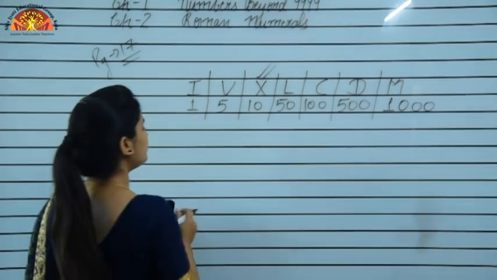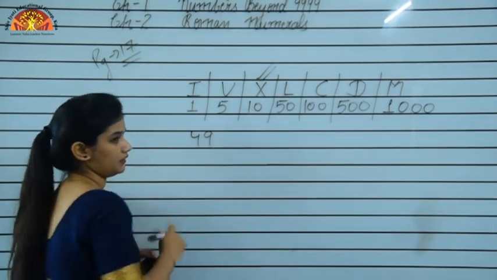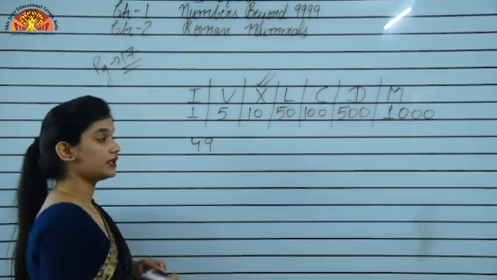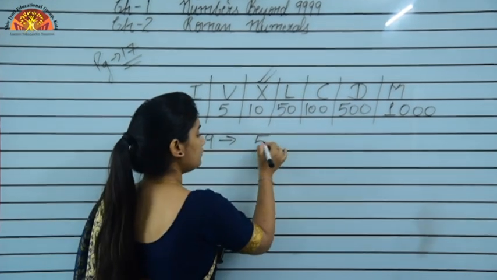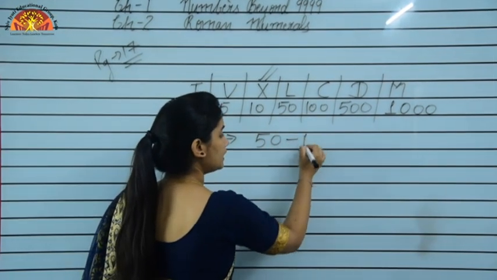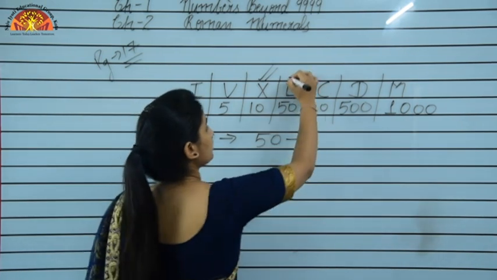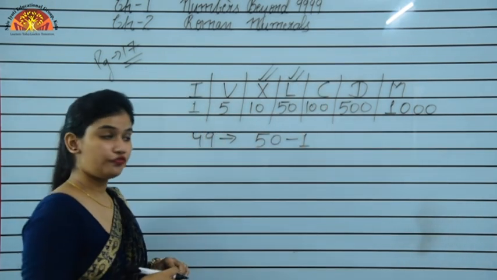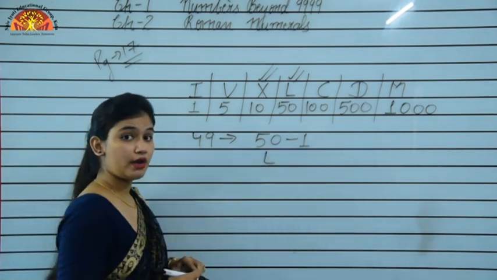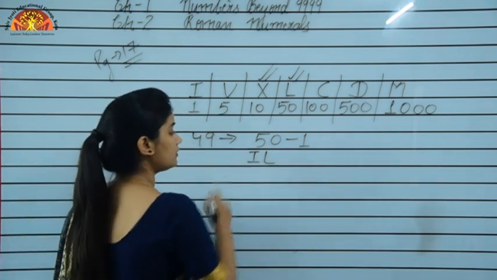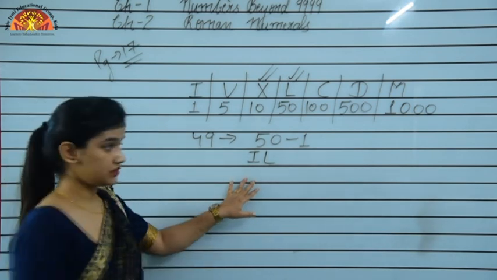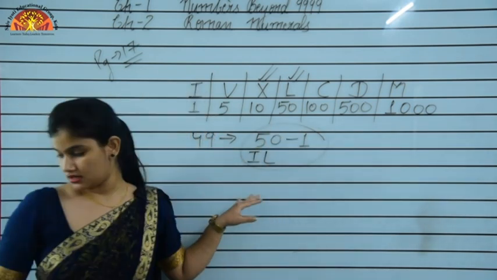Now suppose we are writing 49. How can we write 49? To write this 49, we can do 50 minus 1. And how can we write 50? This is the symbol of 50, and we are doing minus 1. So here we'll write I. Is it correct? Can you write like this?